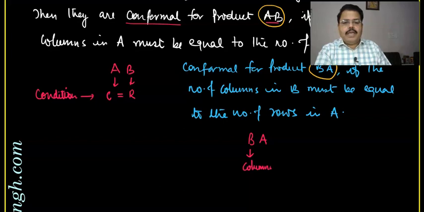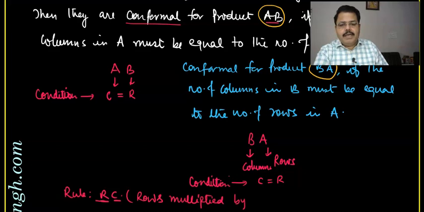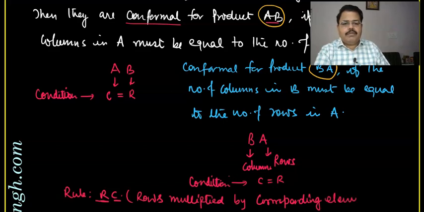Number of columns in A must be equal to number of rows in B. So, number of columns in B must be equal to number of rows in A. So, C and R must be the same. This is the condition. Right? Now, what is the rule? The rule for the product is just opposite to this. The rule is RC, meaning rows into columns: rows multiplied by corresponding elements of columns, right?